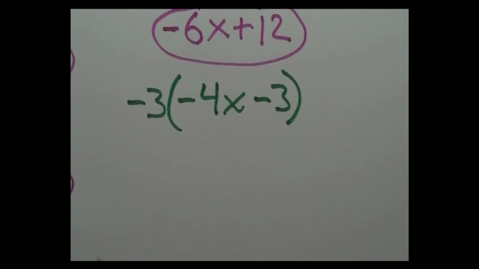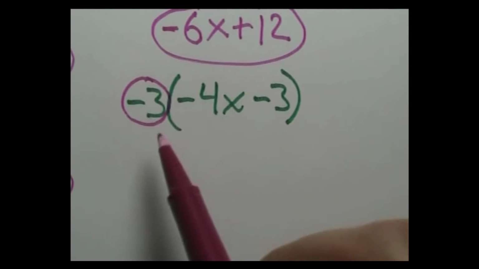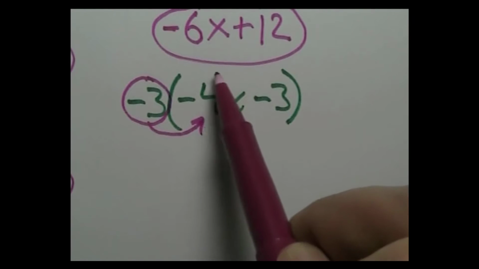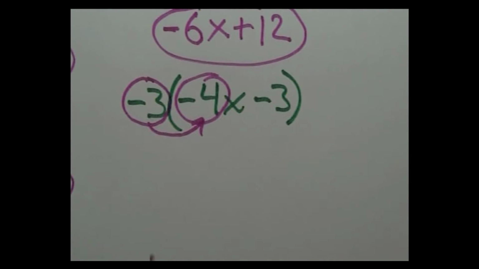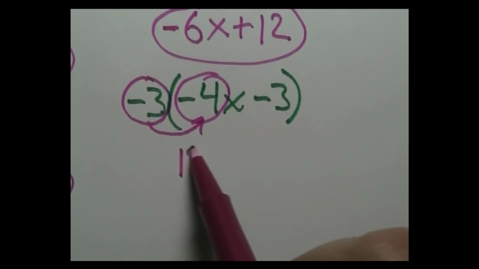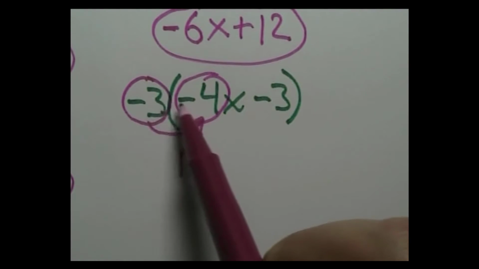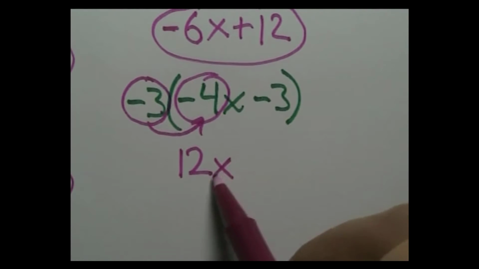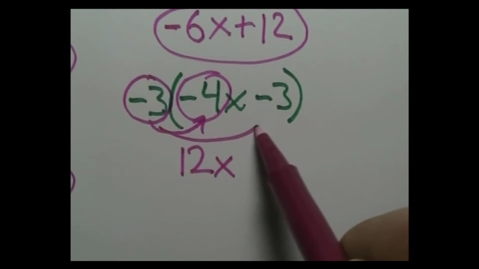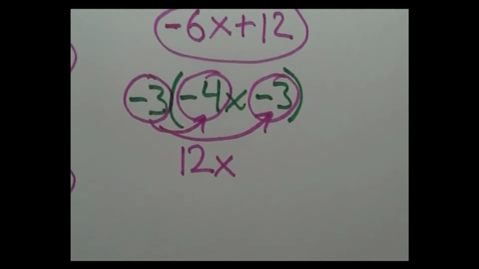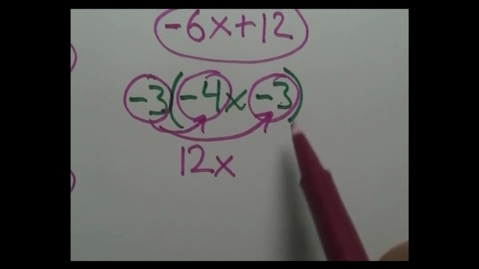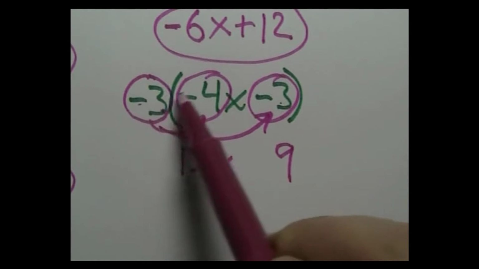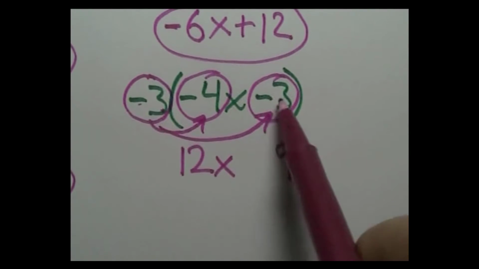Again, I put a negative 3 on the outside. So it's going to be negative 3 times negative 4. 3 times 4 is 12. And the negatives cancel. There's two negatives, two of them. So it's a positive. Now I'll do negative 3 times negative 3. 3 times 3 is 9. And there's two negatives. I'm multiplying two negatives, they cancel.